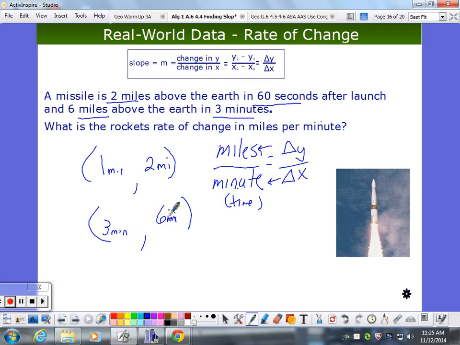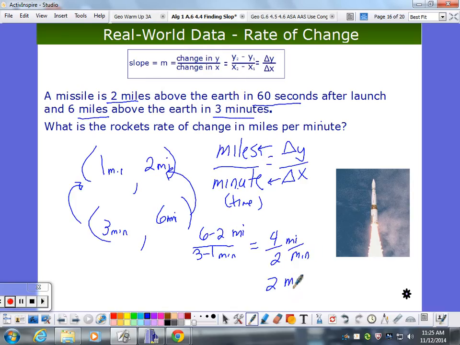I'm just going to find slope. Change in Y over change in X. 6 minus 2. I'm going to put my units here just to make sure I did this correctly. It's easy to mix these up and have the wrong thing the X and the wrong thing the Y. So 6 minus 2 over 3 minus 1 minutes. 6 minus 2 is 4. 3 minus 1 is 2. Miles per minute. So we're going 2 miles per minute. Is that fast? I don't know. It doesn't sound very fast.